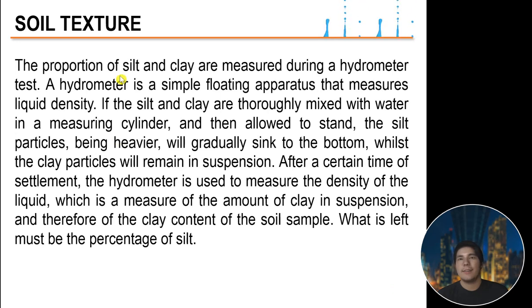So the proportion of silt and clay are measured during a hydrometer test. So a hydrometer is a simple floating apparatus that measures the liquid density. So if the silt and clay are thoroughly mixed with water in a measuring cylinder and then allowed to stand, the silt particles, being heavier, will gradually sink to the bottom while the clay particles will remain in suspension. So after a certain time of settlement, the hydrometer is used to measure the density of the liquid, which is a measure of the amount of clay in suspension and therefore of the clay content of the soil sample. So what is left must be the percentage of the silt.